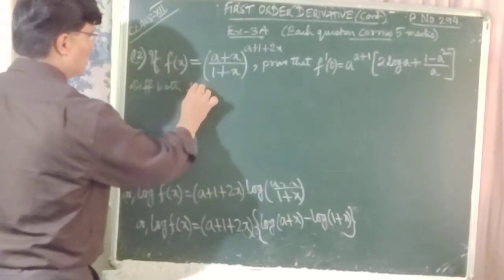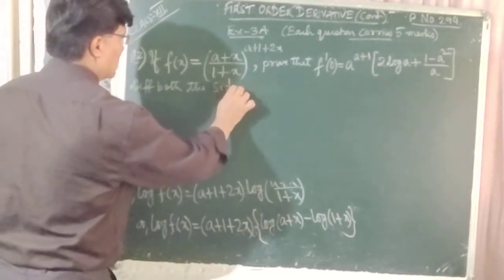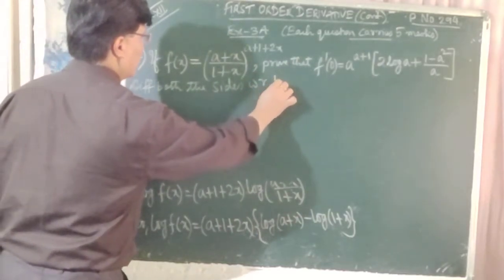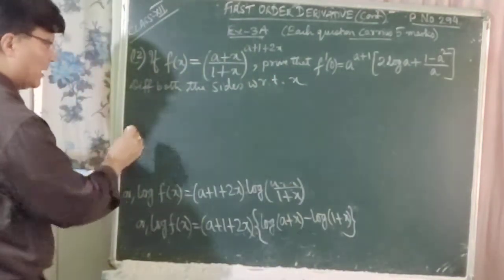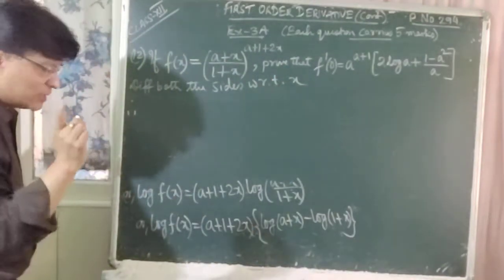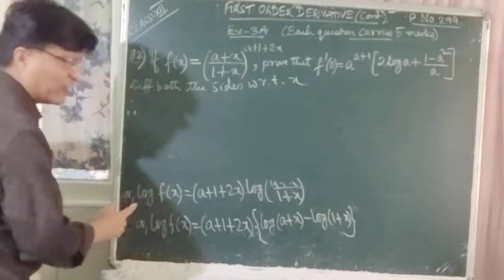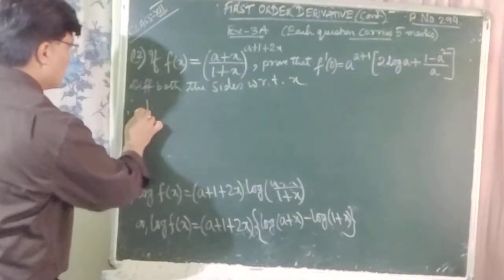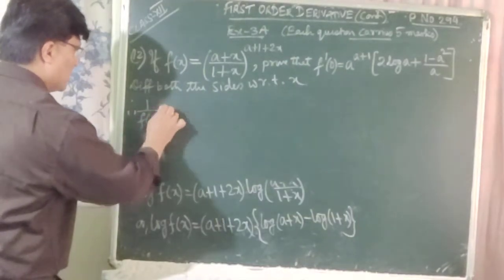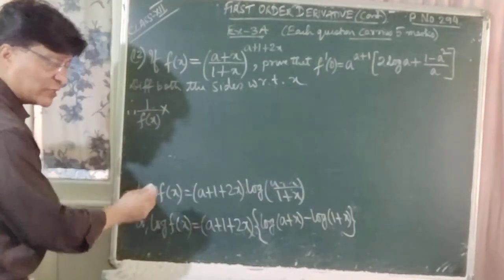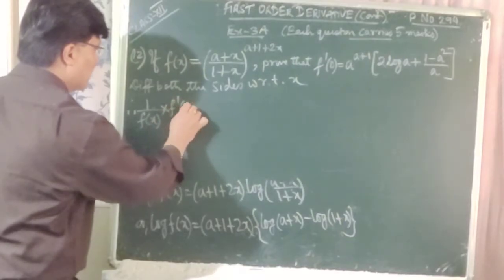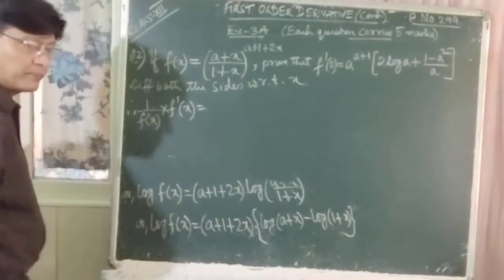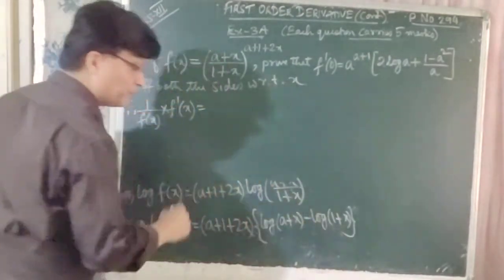Differentiating both the sides with respect to x. So therefore, what is the differentiation of log of f of x with respect to x? First of all, it is in the form log x, so it is 1 by f of x into again differentiate f of x with respect to x. That is f dash of x, is equal to. Now we can use UV rule here.